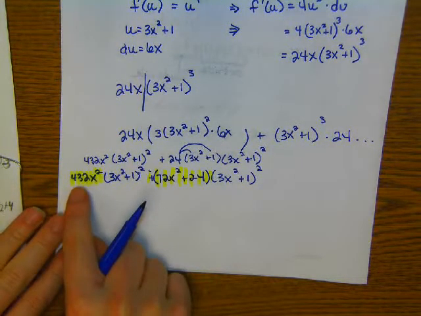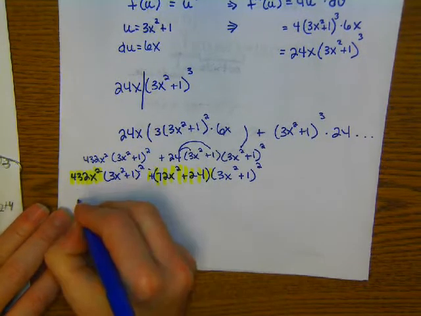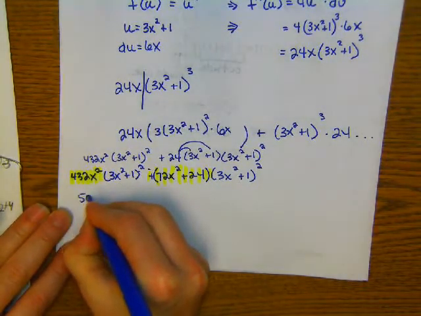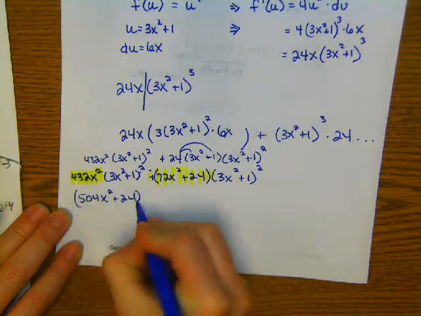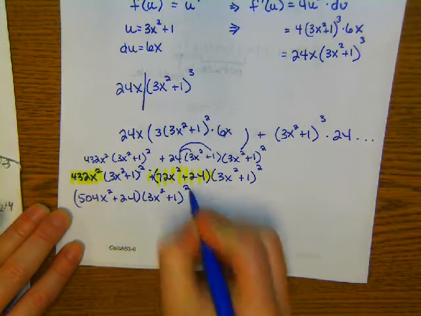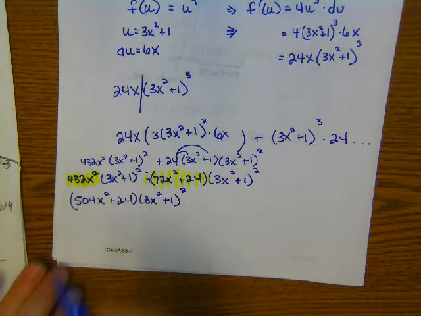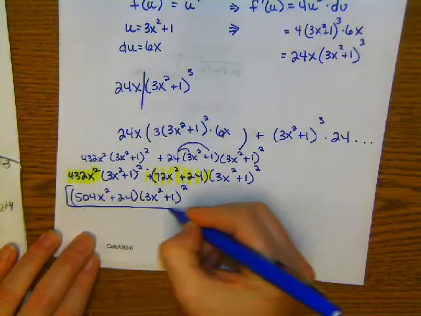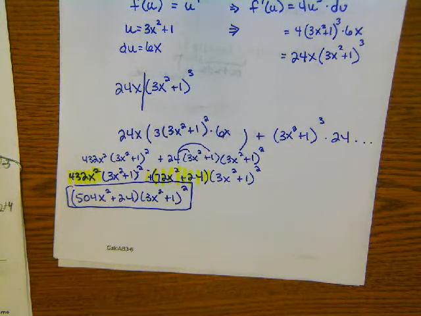If I had 432x squared plus 72x squared plus 24, okay, 504x squared plus 24 times (3x squared plus 1) squared. Okay. I am going to put a box around this because this is a nice simplified form.